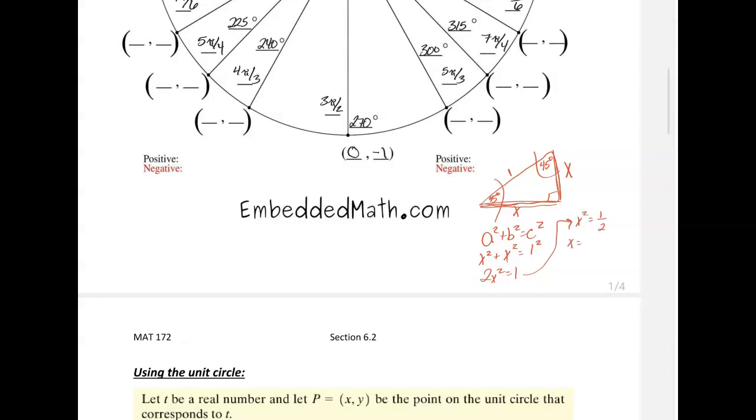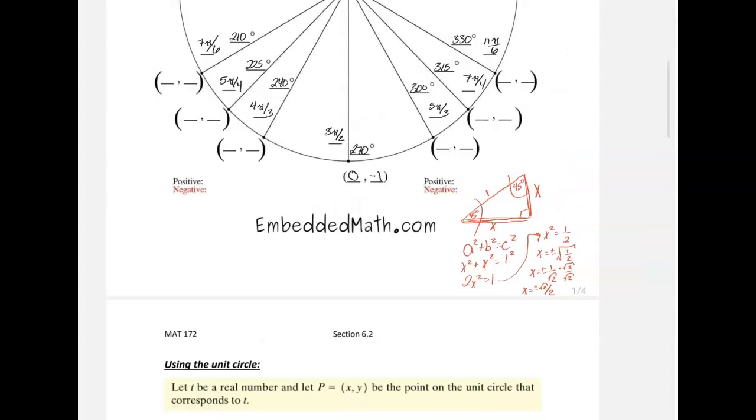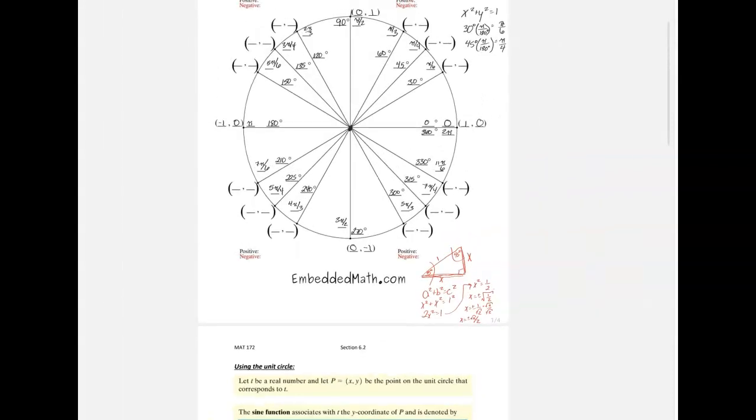So I know that x squared is equal to 1 over 2. And if I take the square root of both sides, anytime you take the square root, you have a plus and minus. And then we're going to rationalize because we don't like square roots in the bottom. That means we're going to multiply the top and bottom by square root of 2. So we're going to get x equals plus or minus square root of 2 over 2. Now, the plus and minus depends on what quadrant we're in. So we're going to keep that in mind.